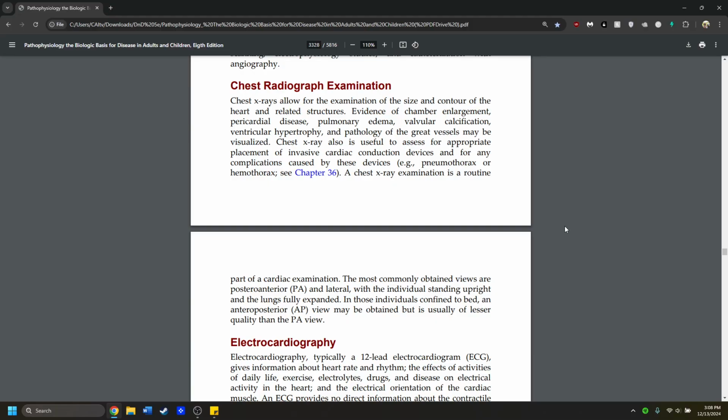A chest x-ray examination is a routine part of cardiac exams. The most commonly obtained views are the posterior-anterior and lateral, with the individual standing upright and the lungs fully expanded. In those individuals confined to bed, an anterior-posterior view may be obtained, but is usually of lesser quality.